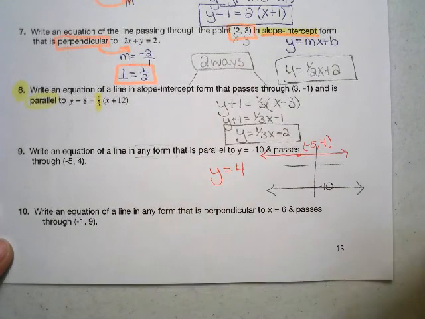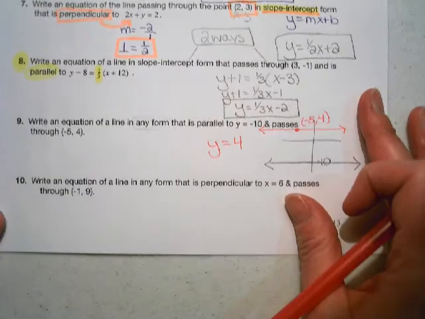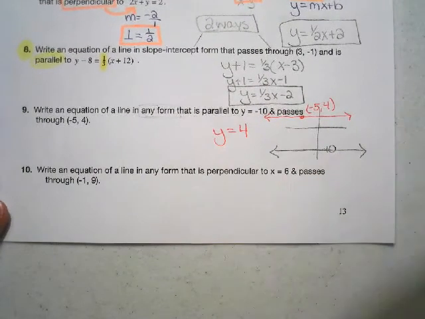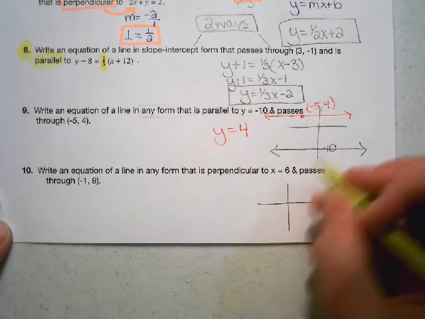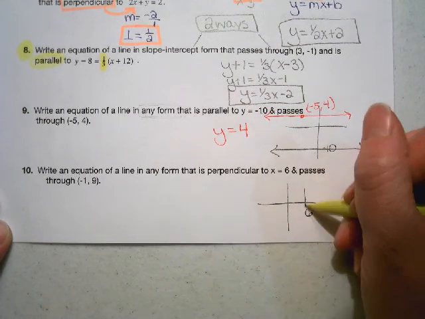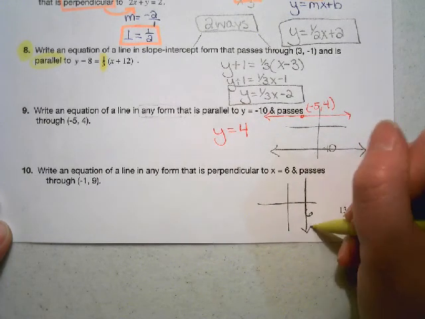Now, it's passing through negative 5, 4. You don't really care about the x value, but you do care about the y value. So your answer is y equals 4, because it's a horizontal line. Now, number 10 is very similar, so why don't you pause it here and try number 10? And this is our last problem of this lesson.